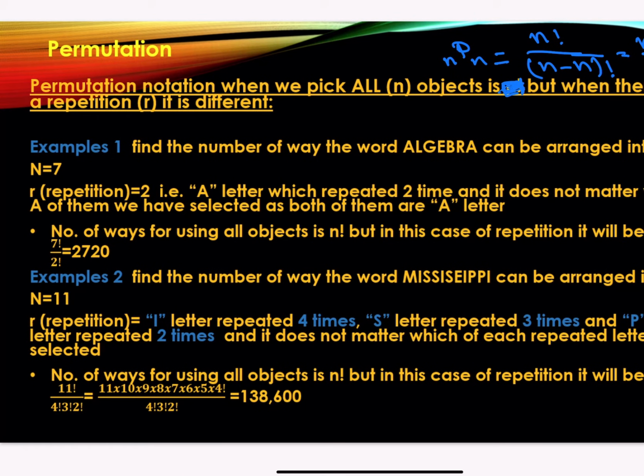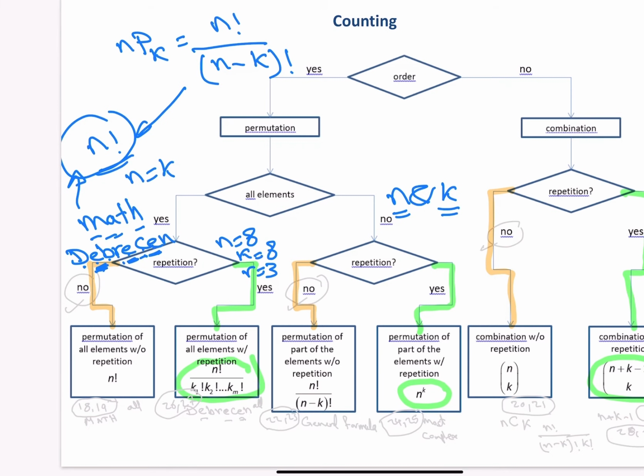If we remember the example of Mississippi, we said here we have the I letter repeated 4 times, this letter repeated 3 times, and P letter repeated 2 times. So the total number of letters in Mississippi is 11, n equals 11. So this is 11 factorial divided by 4 factorial for the first repetition times 3 factorial for the second repetition times 2 factorial for the third repetition. So this is the same thing which is happening here.